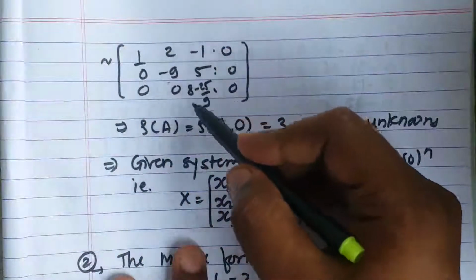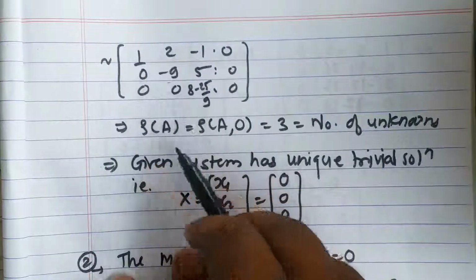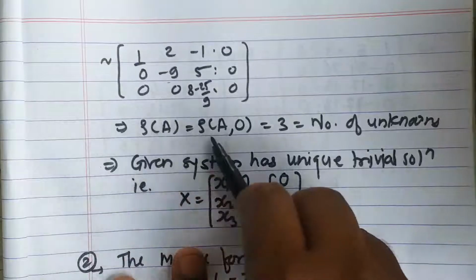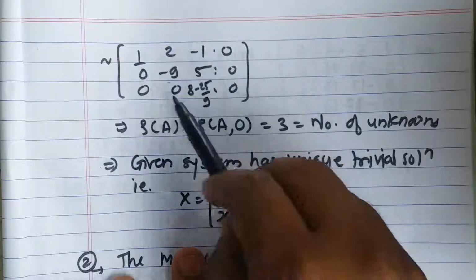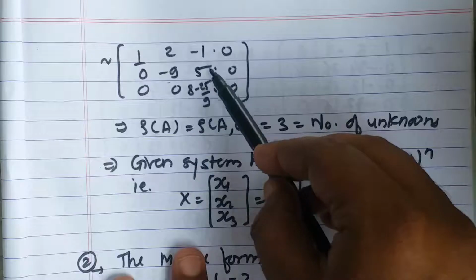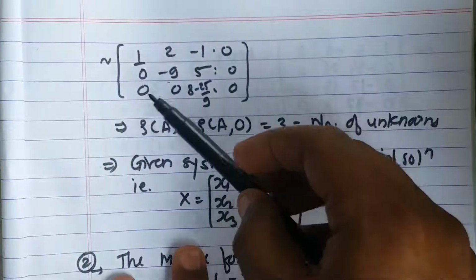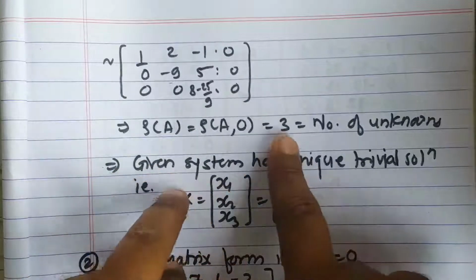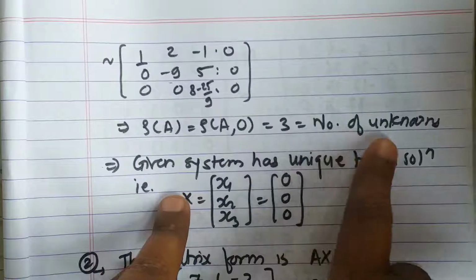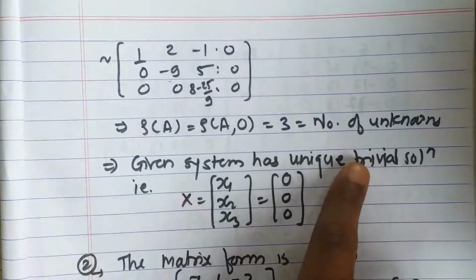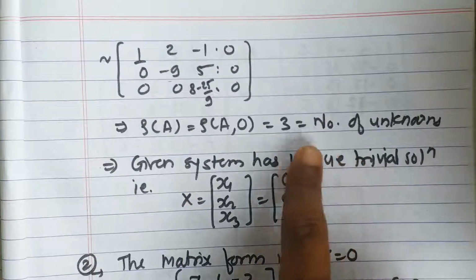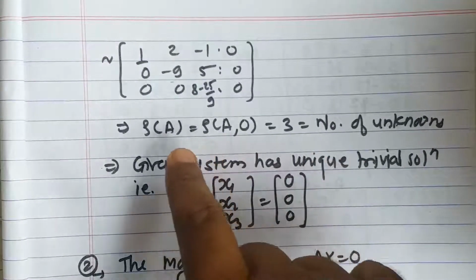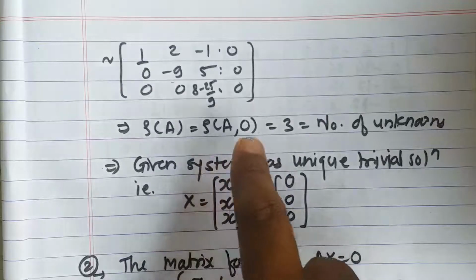Okay, right? So as this is echelon form, you can see that these two ranks are always equal for a homogeneous system, and the rank is equal to 3 because all the 3 rows are non-zero. In echelon form, we calculate the number of non-zero rows to determine the rank. So it is 3, and that is equal to the number of unknowns of the system. The unknowns are x1, x2, x3. They are also 3 in number, and the rank is also 3. It means the given system will have a unique solution.